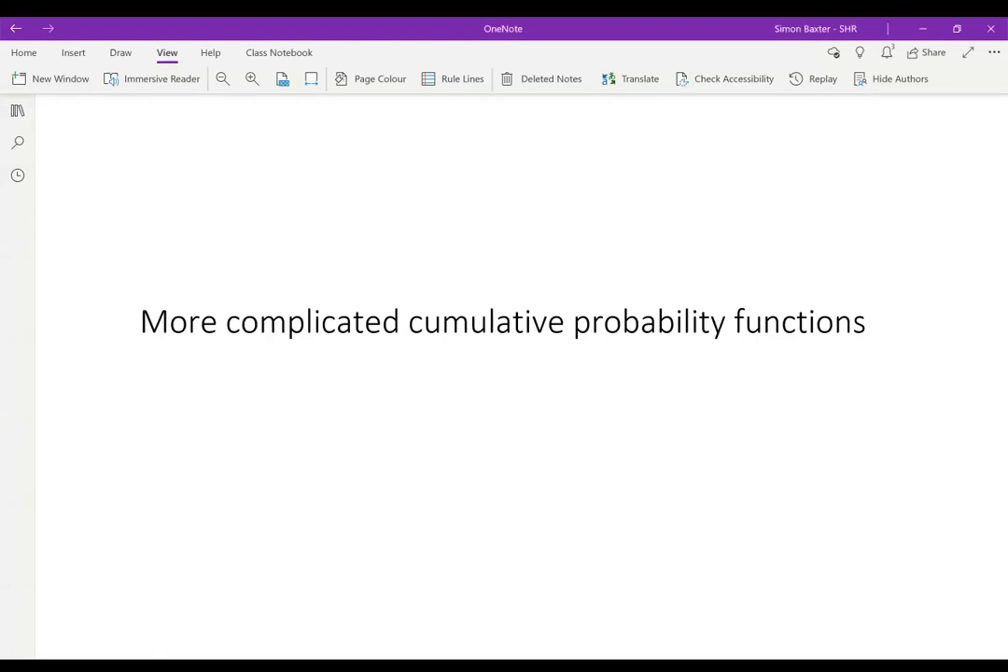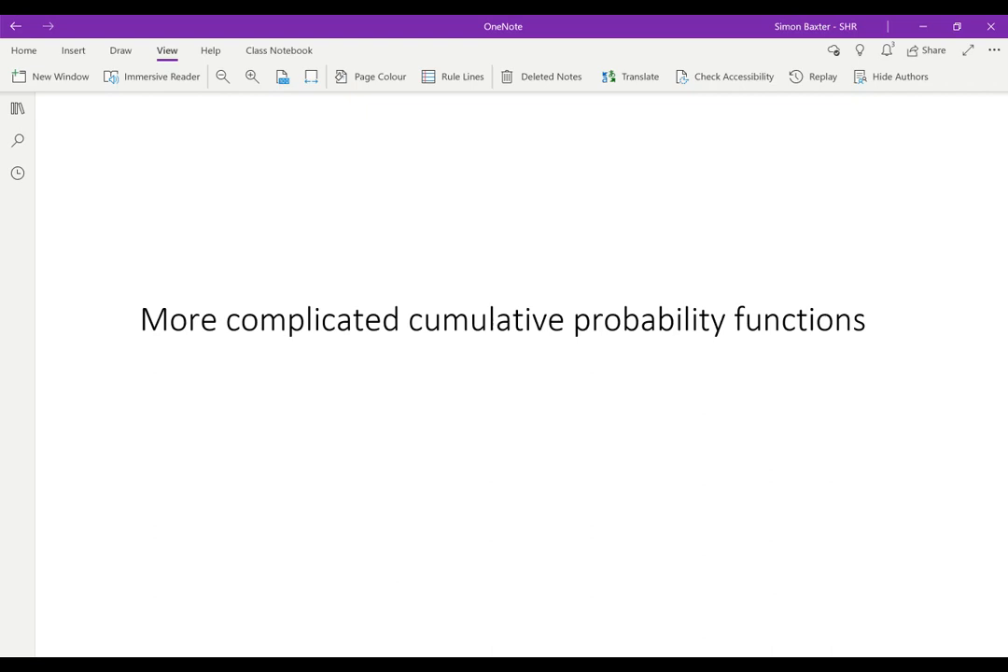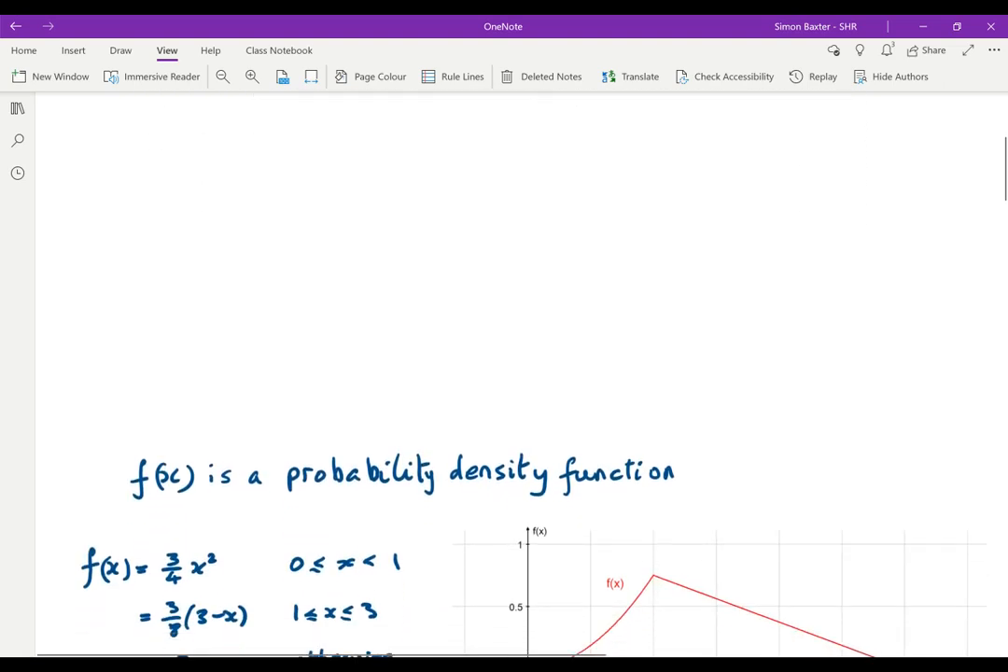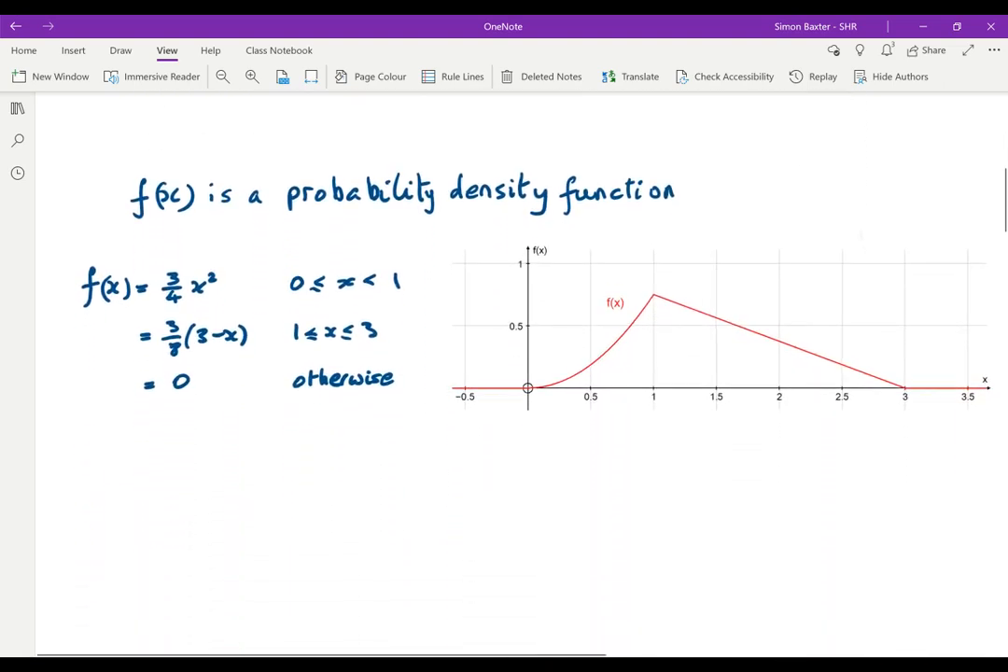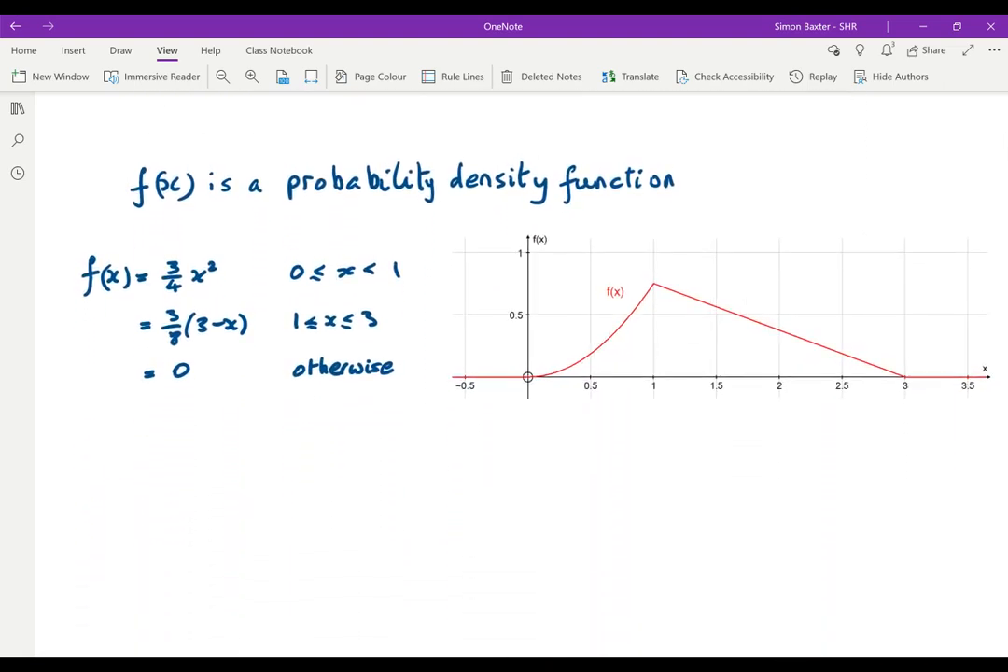In the last video, we looked at cumulative probability functions and how to find a cumulative probability function given the probability density function. In this video, we're going to look at one or two more complicated probability density functions. Let's start with this one. The complication here with this probability density function is that it is defined in two parts.